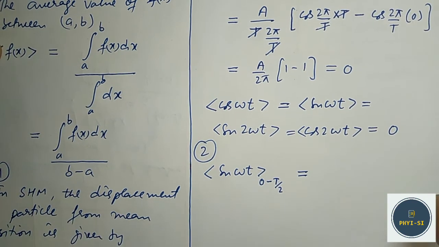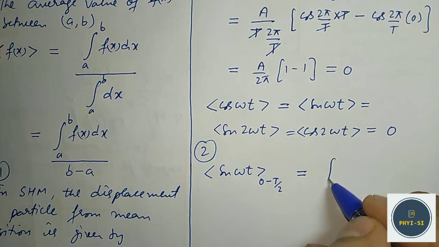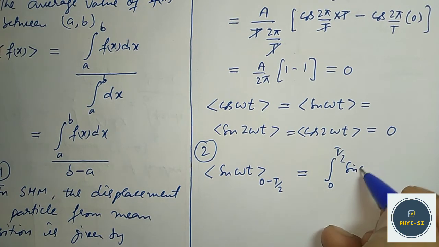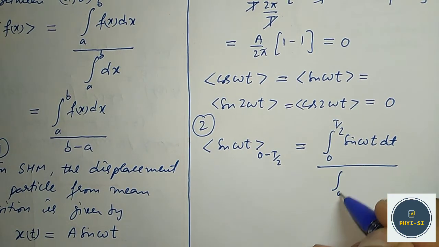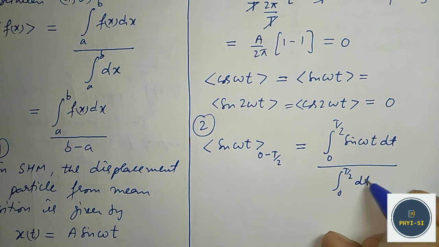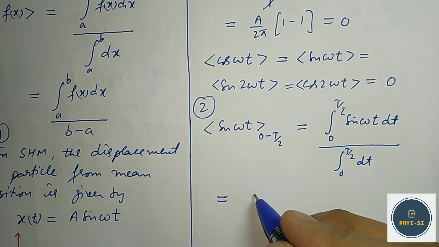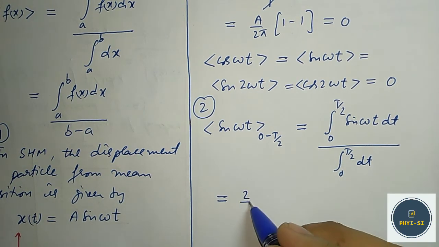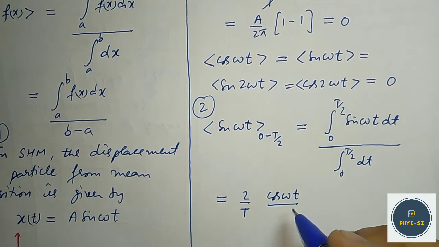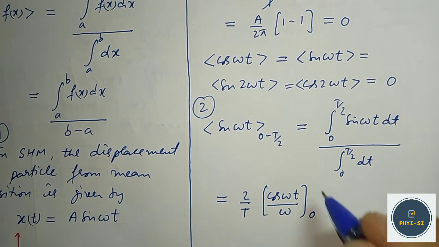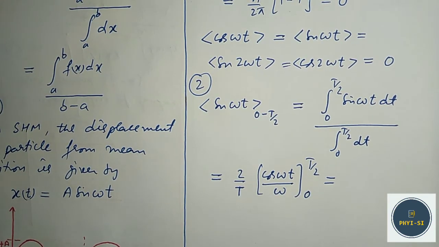So the average value of this function will come out to be the integral from 0 to T by 2 of sine omega t dt, divided by the integral from 0 to T by 2 of dt. So it will become 2 by T, and then the integral of sine omega t, which is cos omega t upon omega, with limit 0 to T by 2. I hope you know how to do integration, so I am skipping steps.